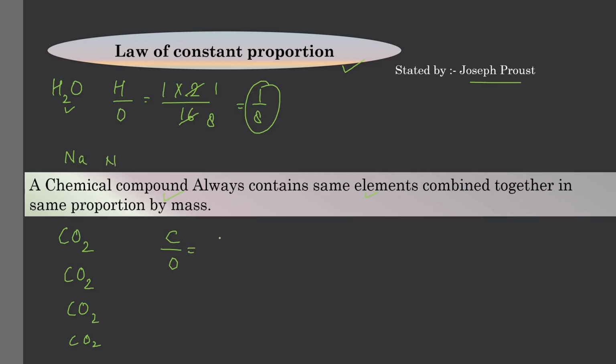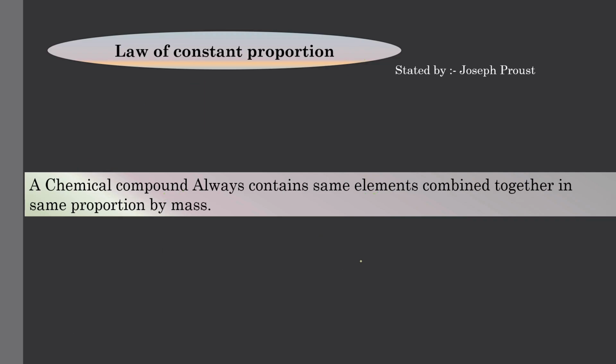So what is the mass of carbon? Mass of carbon is 12 and mass of oxygen is 16. But here we have total 2 oxygen, so I have to multiply this by 2. On solving it up, 4 3s are 12 and 4 4s are 16. The ratio is 3:8, and that is constant.